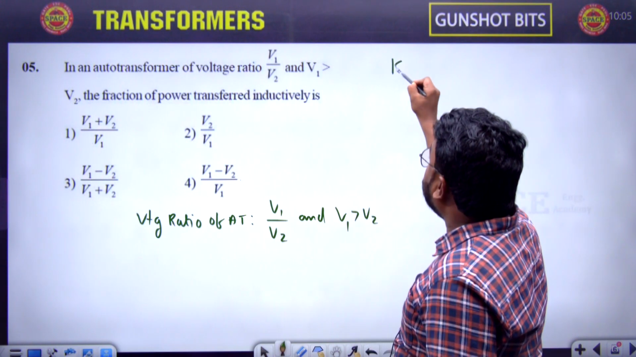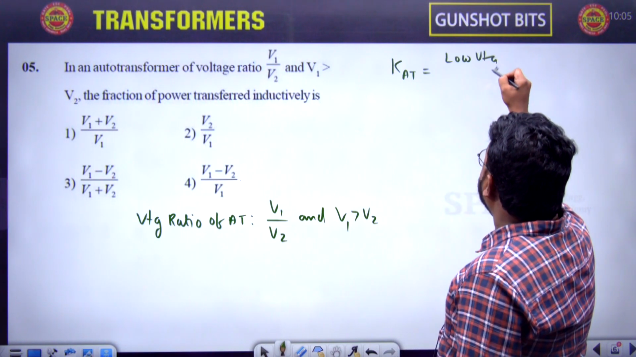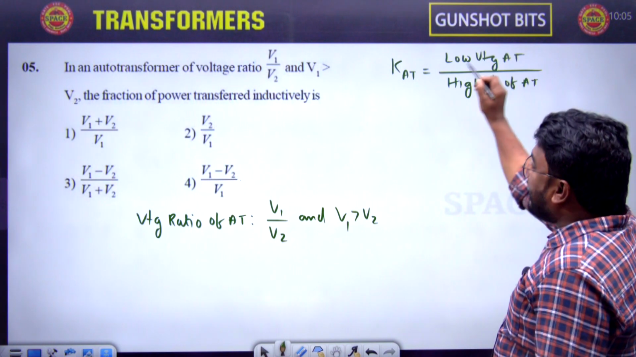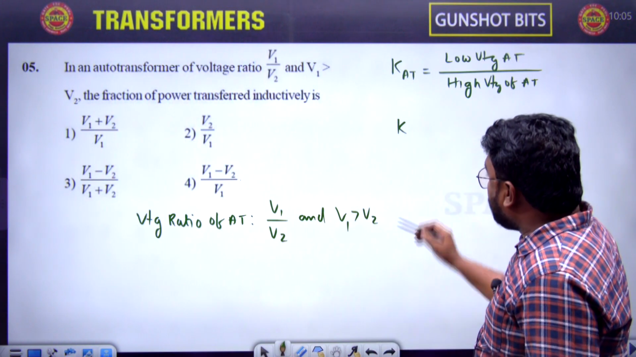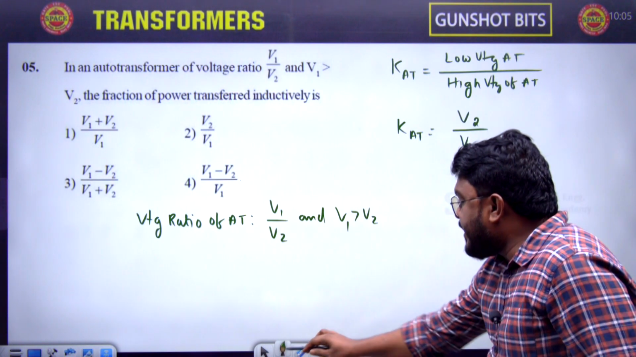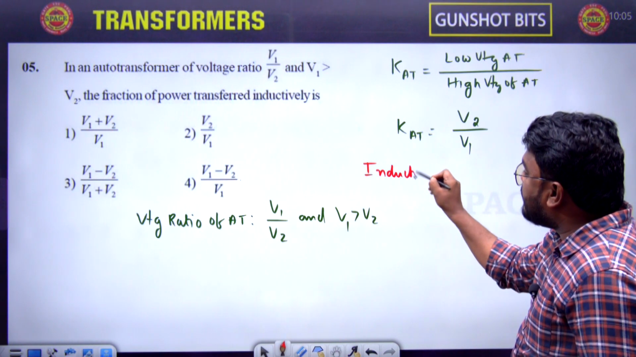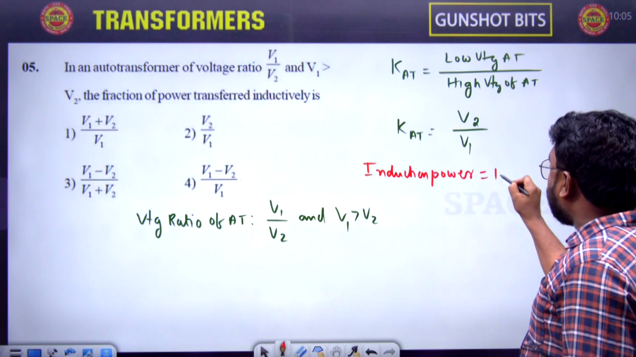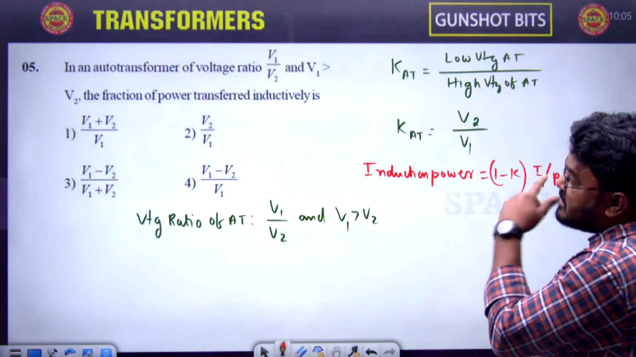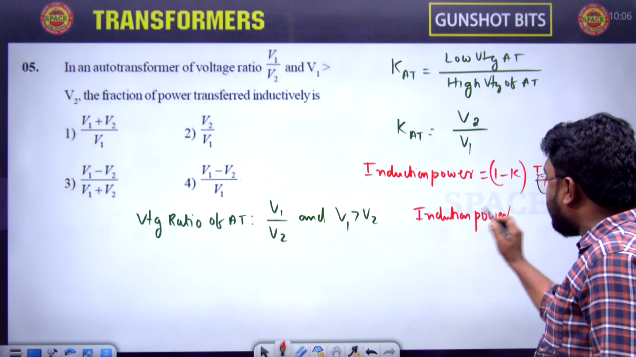Now the transformation ratio K of the auto transformer is equal to the low voltage of the auto transformer divided by the high voltage of the auto transformer. Which one is the low? V2 divided by V1. Now we require the inductive power. The formula for the inductive power is 1 minus K times the input power of the auto transformer. So the fraction of the power transferred inductively is the inductive power divided by the input power of the auto transformer.